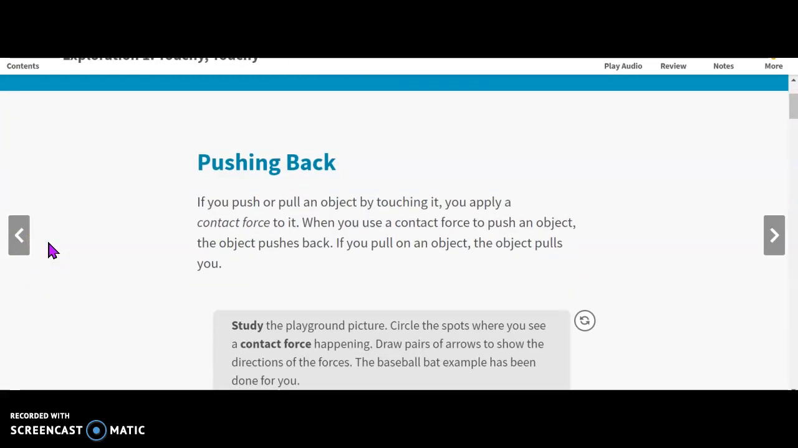Let's read this together. Pushing back. If you push or pull an object by touching it, you apply a contact force to it. When you use a contact force to push an object, the object pushes back. If you pull on an object, the object pulls you.